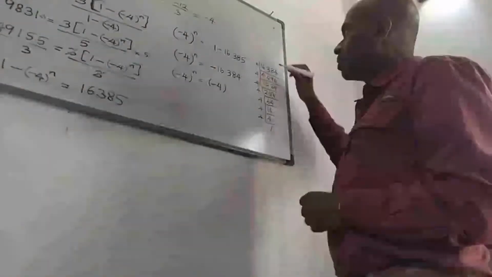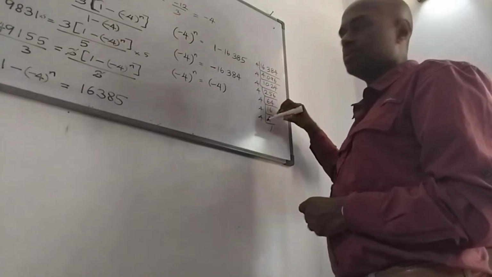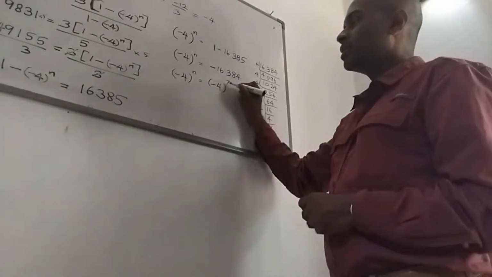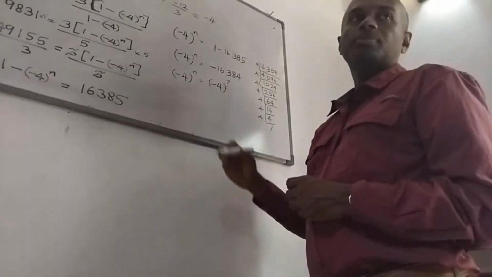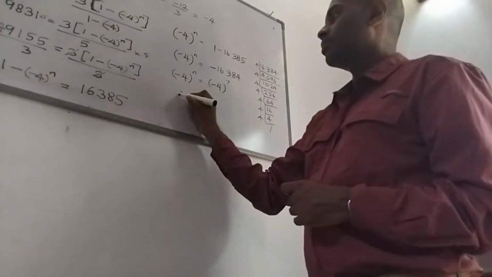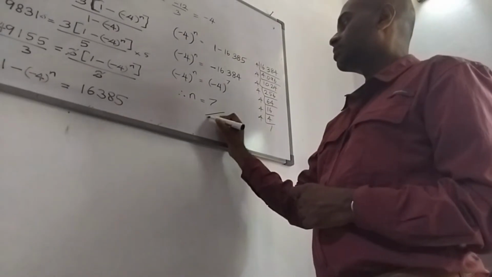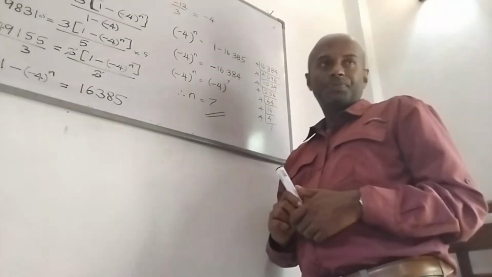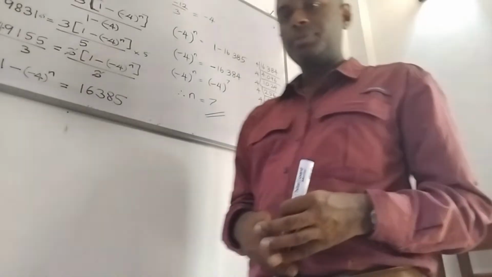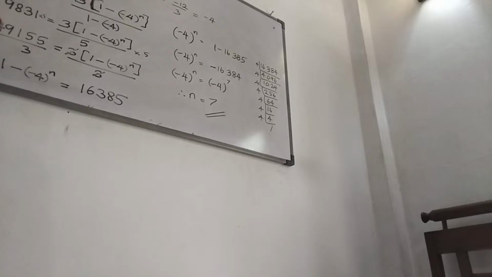How many 4s are there? 1, 2, 3, 4, 5, 6, 7. Negative 4 to the power 7. Bases are the same on both sides. Therefore, n equals 7. Seven terms must be added. You can write it down if you want to.